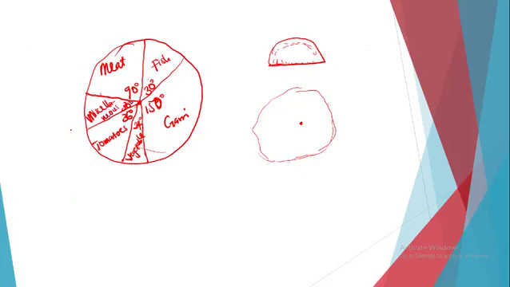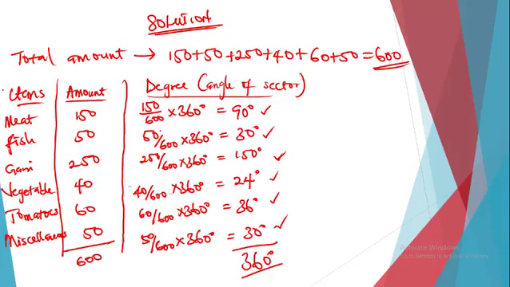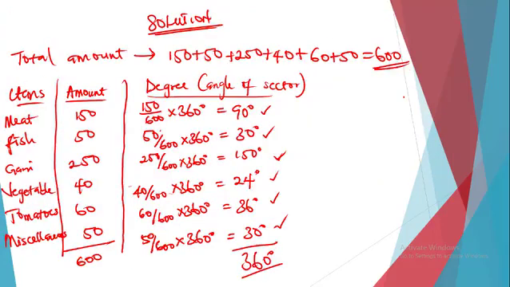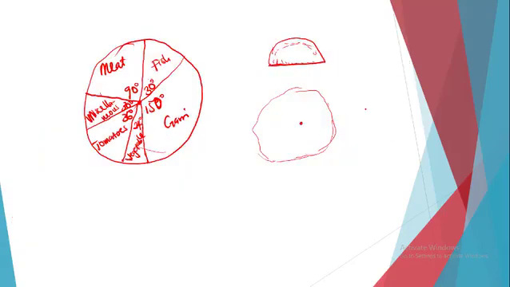Now this is what the pie chart looks like. We've actually solved the A part of it, where I said we should illustrate this in a pie chart. Now the B part asks what percentage of the total amount goes to gari, to 1 decimal place. Percentage, not degree now. So we are dealing with percentage. The gari has 250 over 600. So it will be 250 over 600 times 100%.